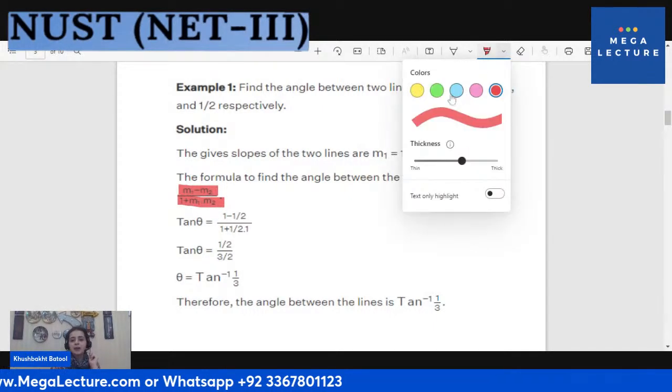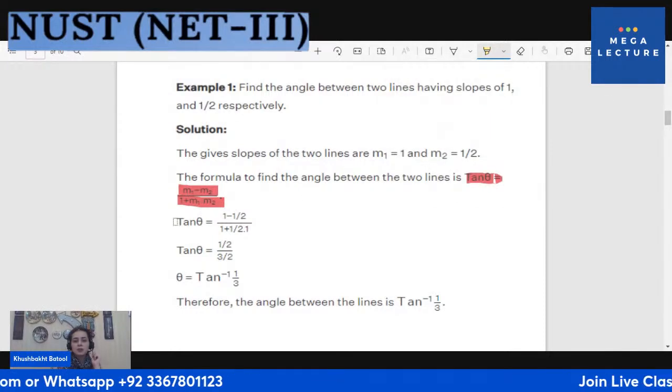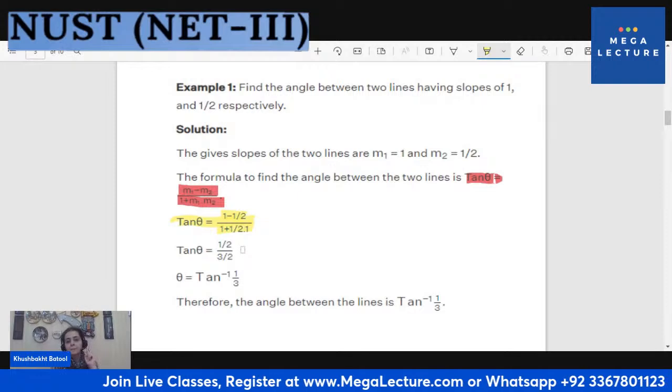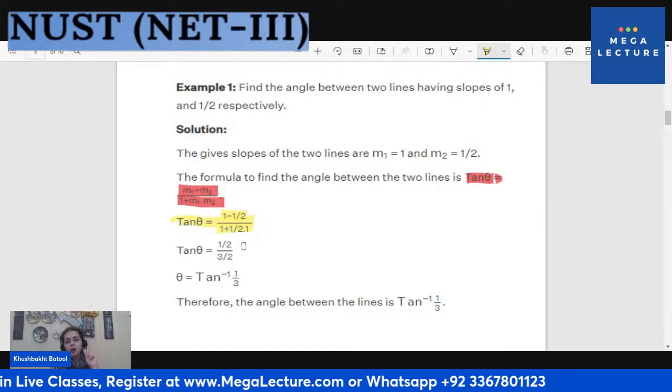Again, I'll mention this is very important. Tan theta, where theta is the angle between the two lines, is equal to the difference of the two gradients divided by 1 plus the product of both gradients.